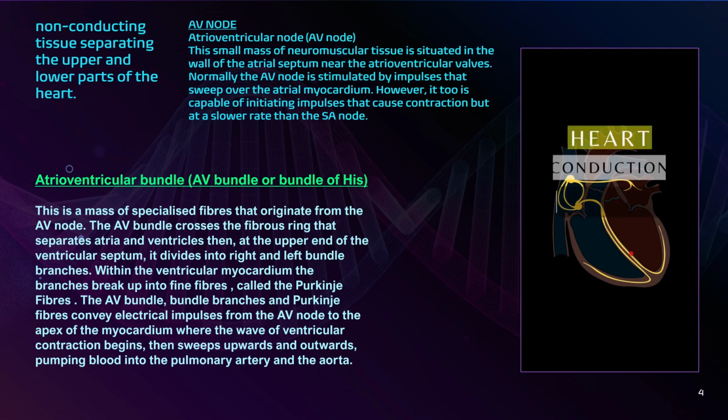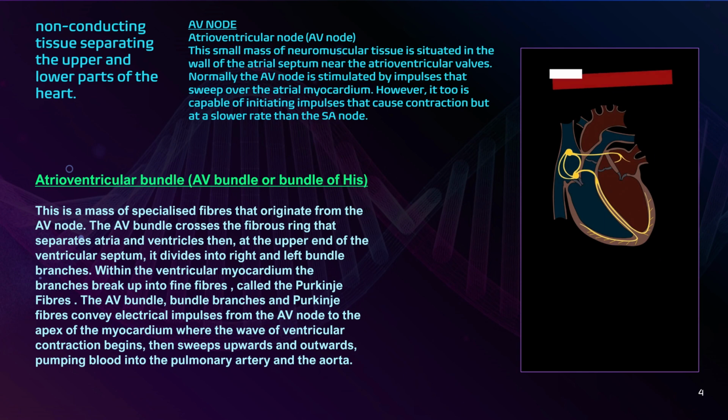The heart conduction pathway anatomy and physiology. Let's look at the anatomy of the heart conduction system. First is the sinoatrial or SA node. It is made up of specialized cardiomyocytes located in the posterior-superior wall of the right atrium.